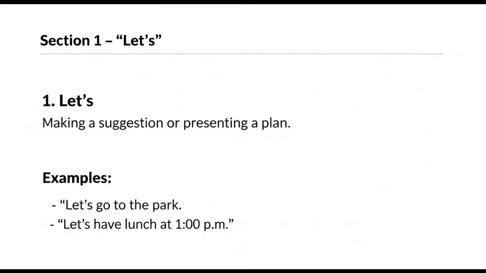The first expression we're going to look at is let's. We use let's when we are making a suggestion. We are presenting a plan or an idea to another person. My first example is, let's go to the park. What does this mean? Well, let's is a contraction of let us. So it means we. It means my suggestion is that we go to the park together.